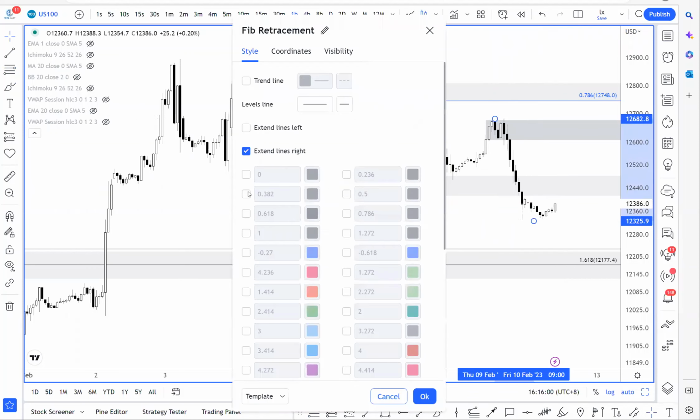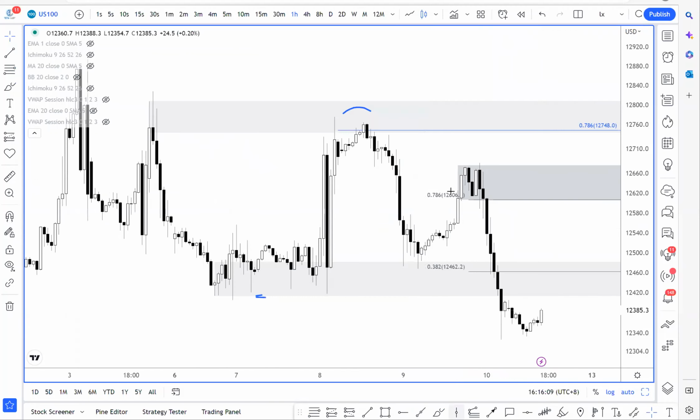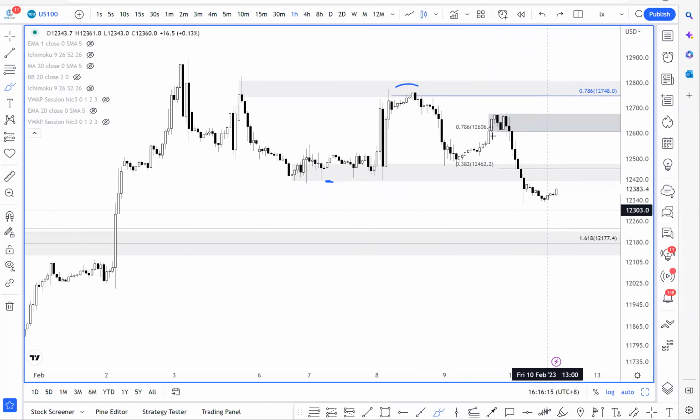You can see that the 38.2% would line up with the first resistance area we have, and the 78.6, the second area. So these two zones. You can see the 78.6 in line with this gray zone, 38.2 in line with this smaller time frame zone. So the next thing we want to do, identify our Fibonacci extension.